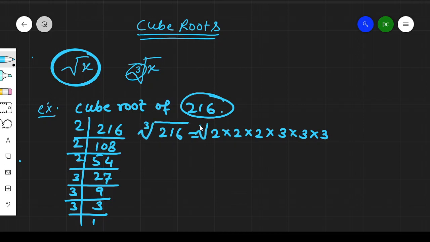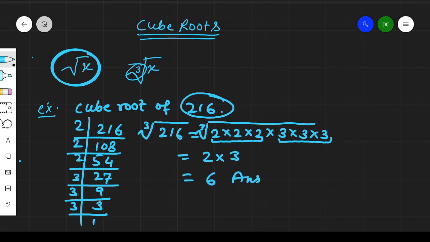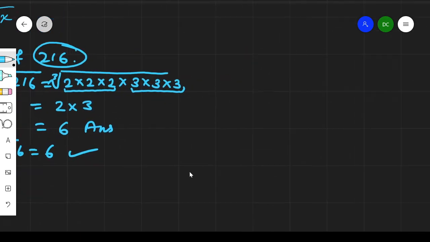So, we will write this symbol here also, and now because we have to find the cube root, so triplets will be coming out. Because the triplet of 2 is here, so one 2 will come out, triplet of 3 is here, so one 3 will come out. So, 2 3s are 6 will be the answer, that is the cube root of 216 will be 6. Okay. This way we will find the cube root of any given number.